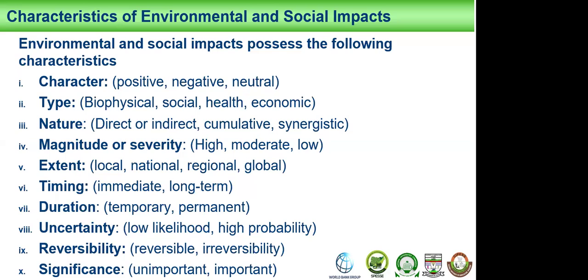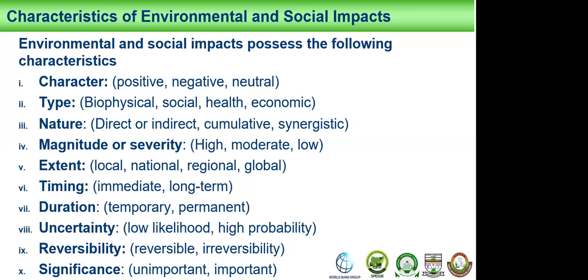Impacts, whether social or environmental, can have low likelihood of occurring or high probability of occurring. And reversibility, yes, it can be reversible or irreversible. And this is where there's a link between reversibility and duration. So once it's temporary, yes, it's reversible. If it's permanent, it means it's irreversible. Then for significance, it can be unimportant or important.